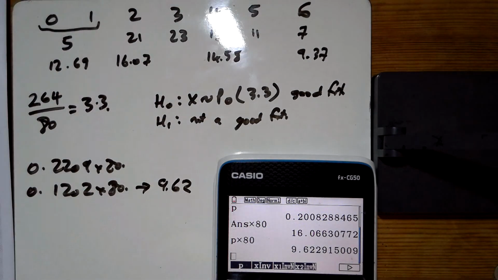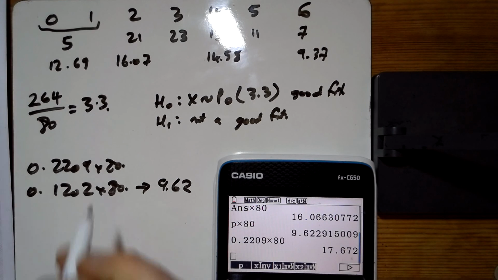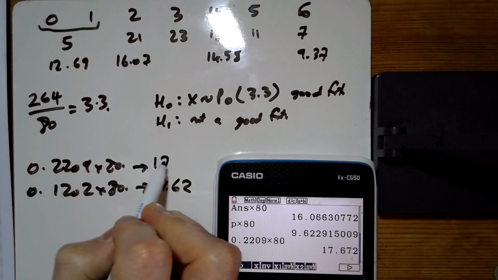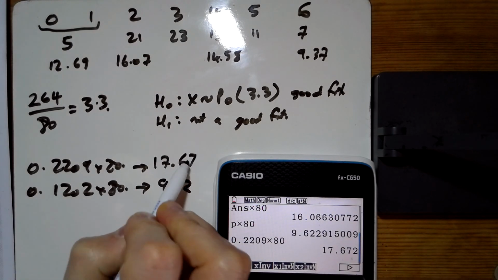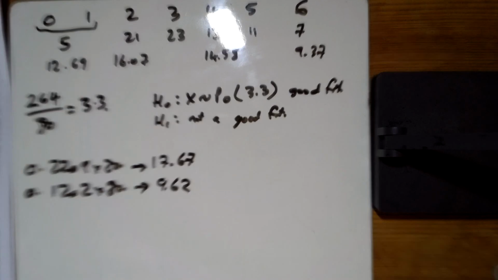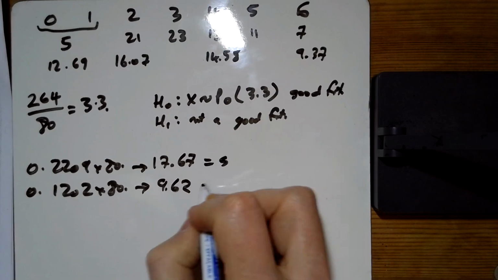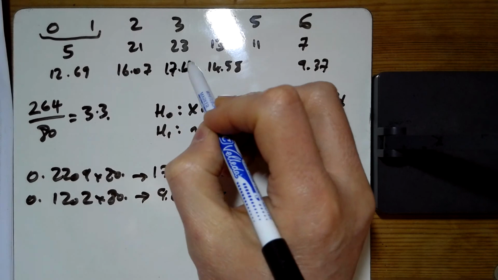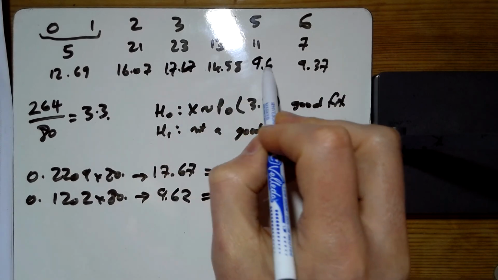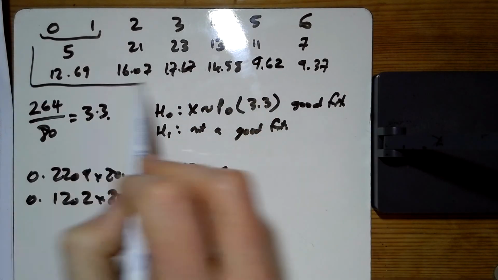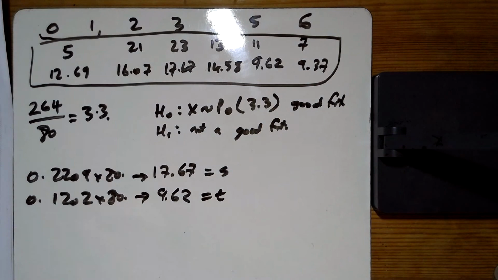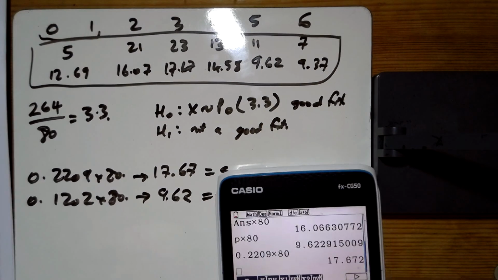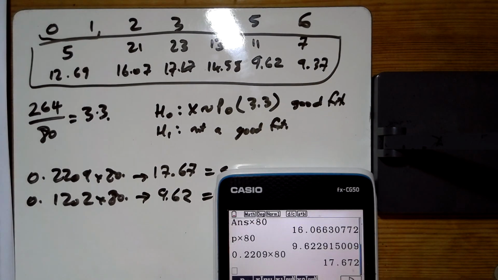And the other one here, I'm just going to type that one in now. That one there gives us 17.67. So they're my values for S and for T. Let's put those in the table there, 17.67 and 9.62. So my next job is I'm going to put all of that data into my calculator to try and do the hypothesis test. Let's pause while I do that.